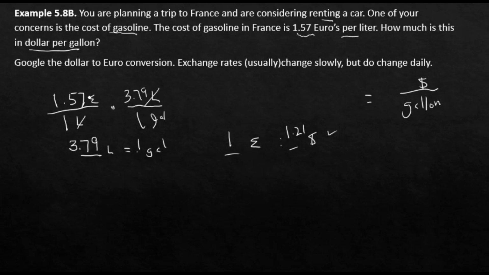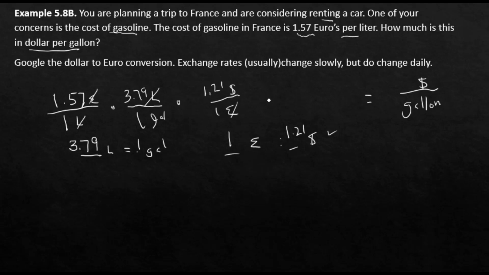And as of right now I have euros per gallon, right? If I just look at the units, euros times nothing is euros, and nothing times gallons is gallons. So my next conversion is going to convert the euros into dollars. I obviously want the dollars up top, right? And I want the euros on the bottom because I want the euros to cancel. And I have the conversion 1.21 to 1.